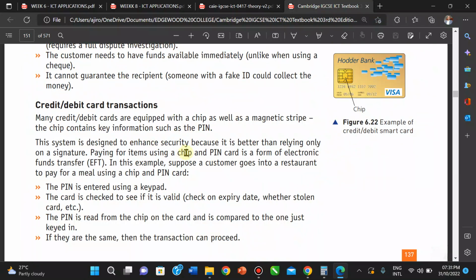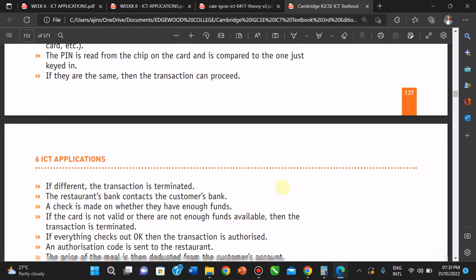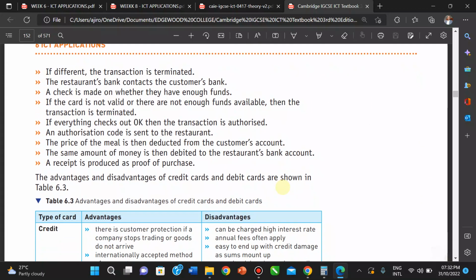So the system is designed to enhance security because it is better than relying only on a signature. It's better than just signing. So paying for an item using a chip and PIN card is a form of electronic fund transfer. You need to understand this, it's very, very important. Paying for an item using your chip and PIN card, which is your credit or debit card, is a form of electronic fund transfer, your EFT. Now, there are examples given in the textbook, such as going to restaurants and paying with your cards. It's the same thing as if you're going to an ATM.